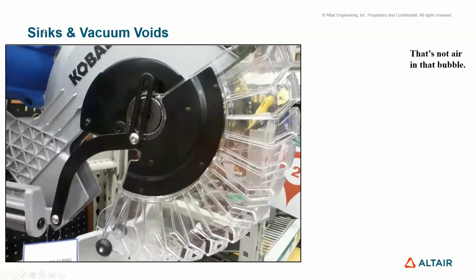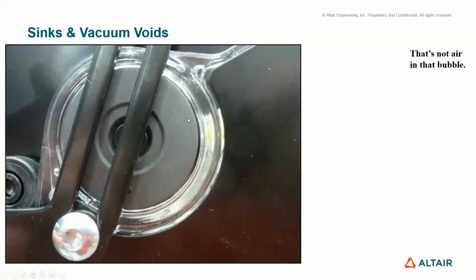Now, we talked about sinks a minute ago. Here we don't have sinks, we have voids. Can anybody spot the void in here? Can you see the void? How about right there? Right in that little corner. Here, let's look at it closer. Right there. That's our void. Okay? So that's not air in that bubble. That's a void. It's a vacuum void.